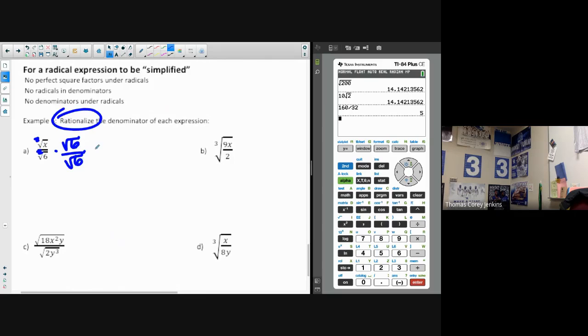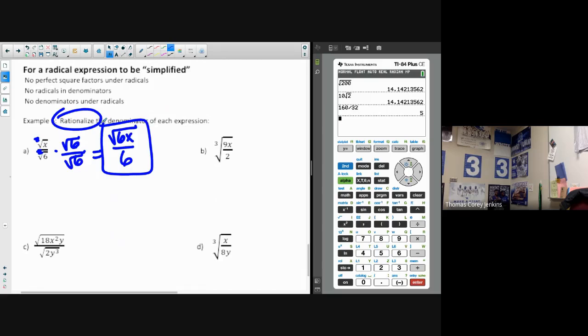And so when we do that, what we get on the denominator is the square root of 36, which is 6, right? And then we get whatever we get on top. So the square root of x times the square root of x is just the square root of 6x, which can't be simplified. No perfect square goes into either one of those. So that would be my final answer.